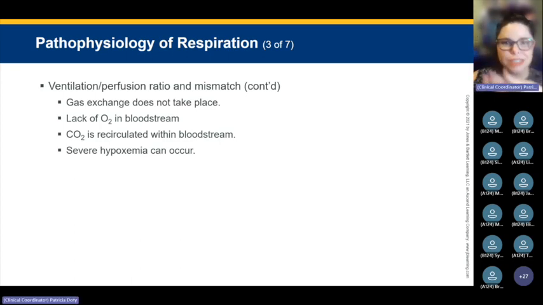Gas exchange doesn't take place when this happens. We're compromised. Maybe the alveolar membranes aren't working right. Maybe something's wrong with the blood. Whatever the case may be, gas exchange isn't working out. And like I said, CO2 is recirculated within the bloodstream at that point.